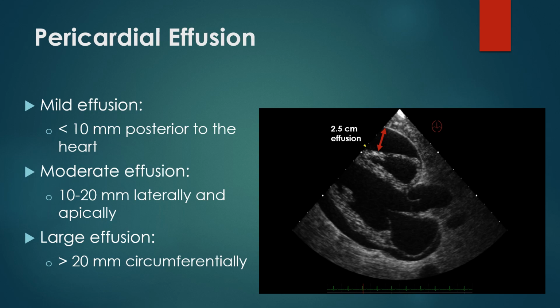Often you can get a nice effusion. If you're looking for an effusion, you often like to measure this. Typically, a centimeter and a half is something that you're wanting to go to the OR for. Anything a centimeter or less, you're pretty much not doing a whole lot with, because it's hardly worth sticking a hole in somebody for. But a mild effusion is less than a centimeter posterior to the heart. Moderate is, like I said, 1 to 2 centimeters or 10 to 20 millimeters, and then large is greater than 2 centimeters circumferentially.